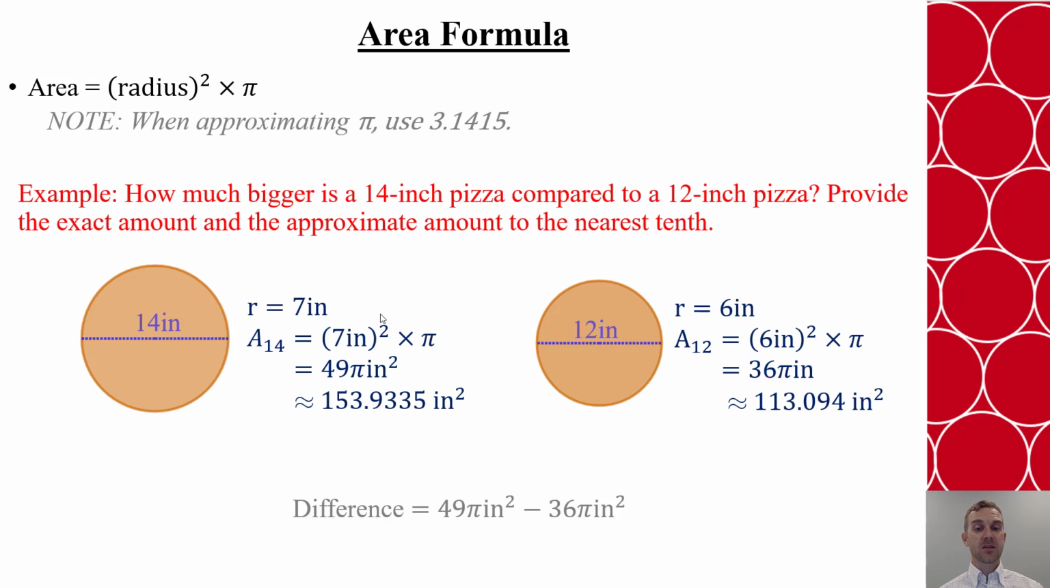49 pi square inches minus 36 pi square inches is 13 pi square inches. If I want the approximate, that would be approximately 40 and 8/10 square inches. And that's what I would get if I took my approximate values here, or if I said 13 times 3.1415 and rounded to the 10th.